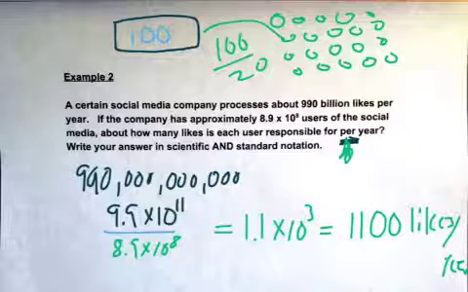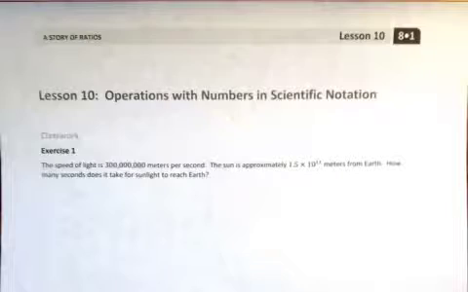Okay, take a look at the examples in your packet now. Examples 1, 2, and 3. So, example number 1, the speed of light is 300 million meters per second. The sun is approximately 1.5 times 10 to the 11th meters from Earth. How many seconds does it take for the sunlight to reach Earth? Now, this one's not as obvious as to what operation to use.